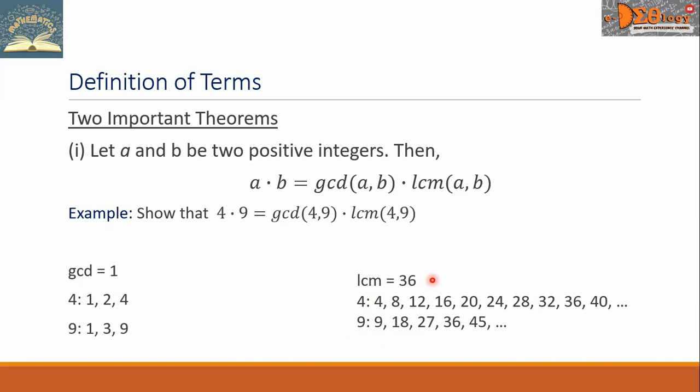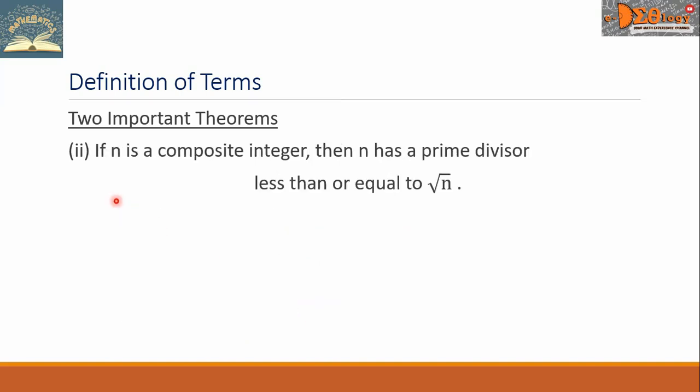Now, let us substitute the corresponding values in the right side of the formula. On the left side, we will write the product of 4 and 9, and that will be 36 equals the GCD of 4 and 9 is 1 times the LCM of 4 and 9 is 36. So on the right side, 1 times 36 is 36. The second theorem is, if n is a composite integer, then n has a prime divisor less than or equal to square root of n.